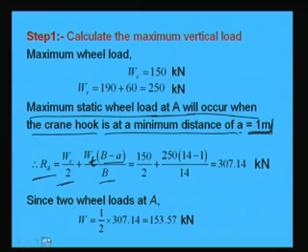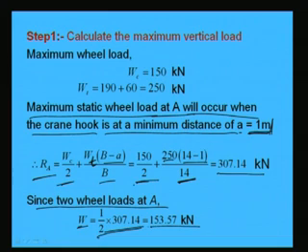So, we have to find out the total value as 150 by 2 plus 250 into (14 minus 1) by 14. This is the length of the crane. After calculating we will get 307.14 kilonewton. Now, since two wheel loads are at A, W will become half of this total load. So, W will be half of 307.14, that is 153.57 kilonewton. In this way we can find it out.